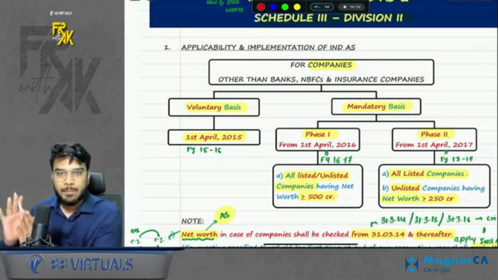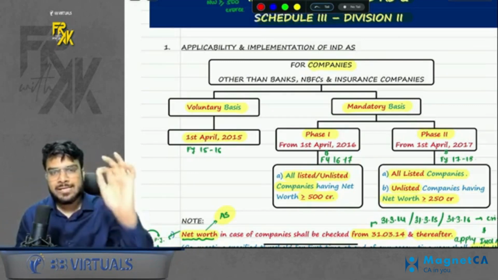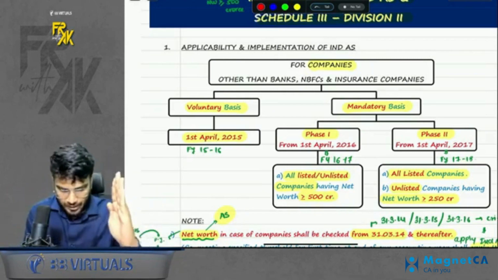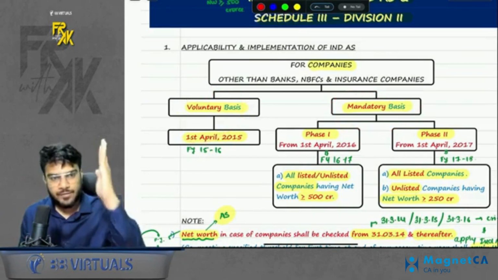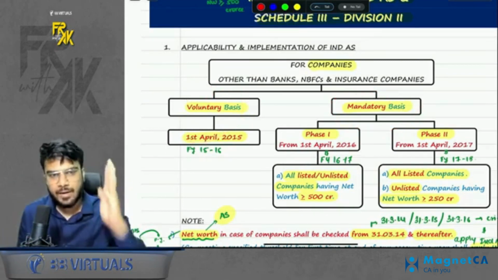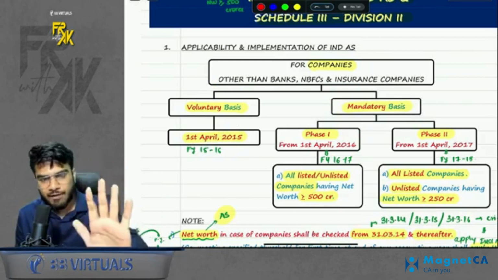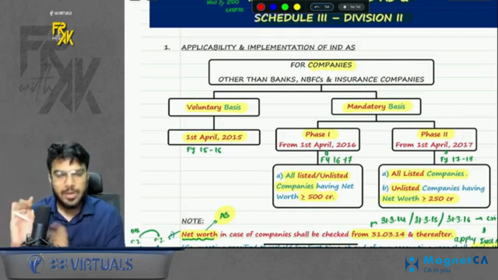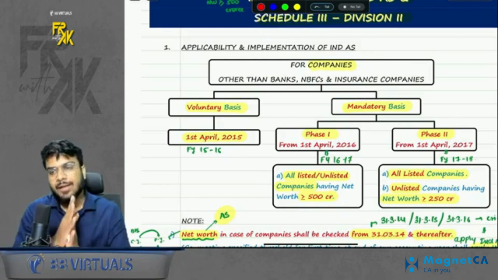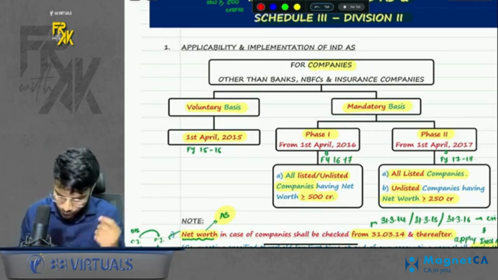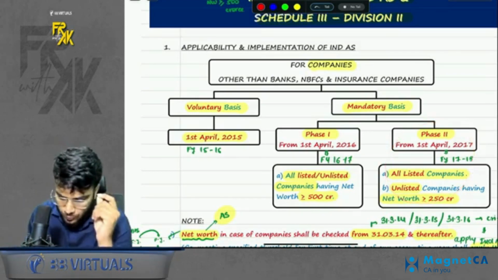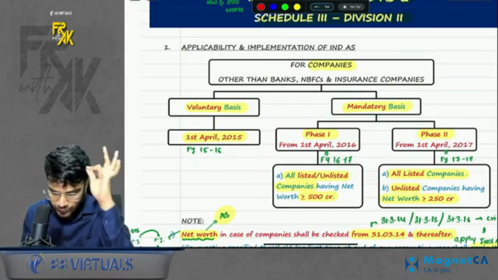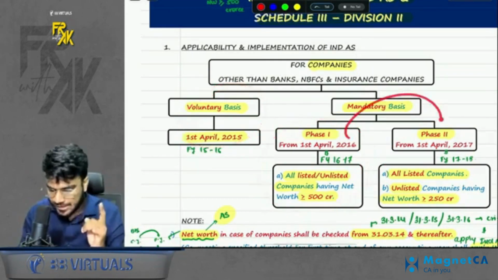So now how do we remember these dates? I had already told you, just remember the sequence. It has a gap of 1 year. 15, 16, 17. 15 voluntary, 16, 17 mandatory. First will be phase 1, second will be phase 2. Phase 1, net worth criteria greater than equal to 500 crores. Phase 2, all listed companies, full stop. If you are listed, you will fall under phase 2. Second, if you are unlisted, and the net worth is greater than equal to 250 crores, you will fall under phase 2. Also remember, if you fall under phase 1 initially, Ind AS once applicable, always applicable. That means if you are falling under any of the criteria, you need not check the phase 2 criteria.